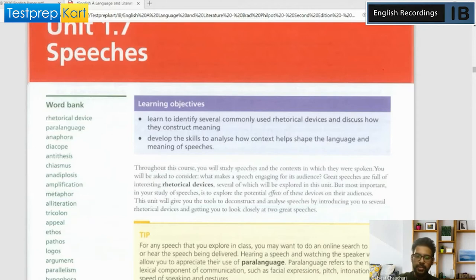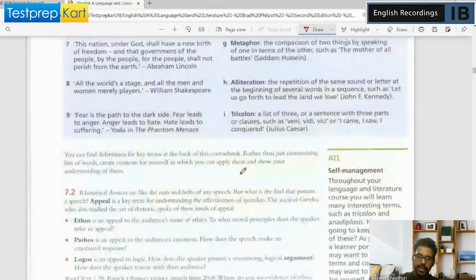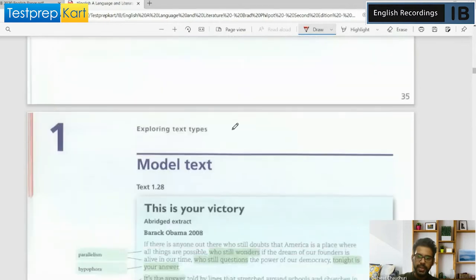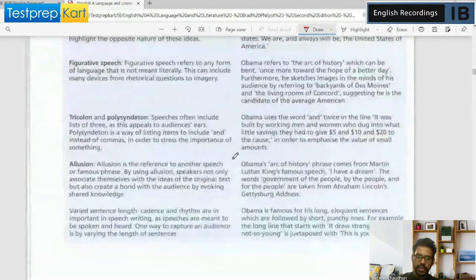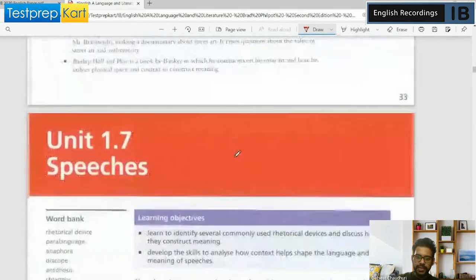We are going to be learning about what the various rhetorical devices are. There are many of these out here. And we're going to look at the three aspects of speech, ethos, pathos, and logos. And we're going to be looking at a couple of speeches to get accustomed to that. Okay. All right. So let's begin first.